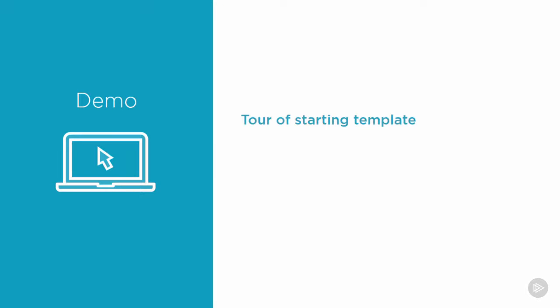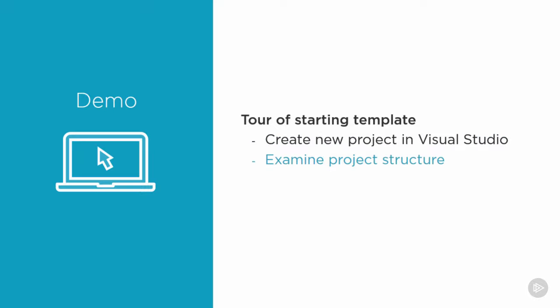Let's now have a demo of touring the starting template for ASP.NET Core, which will include creating that new project in Visual Studio. We're then going to examine the structure of the project, identify the uniqueness of ASP.NET Core, and then we'll view a page in the browser.